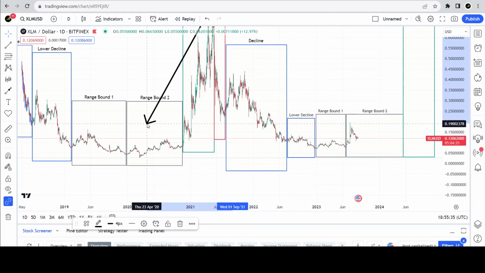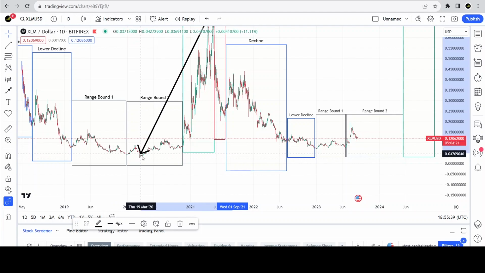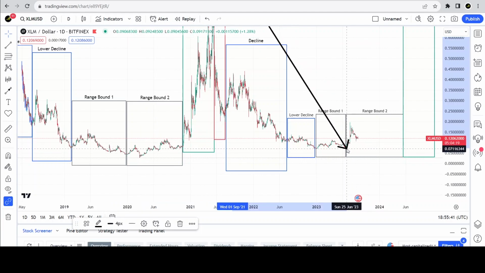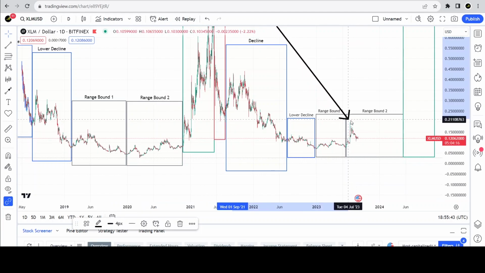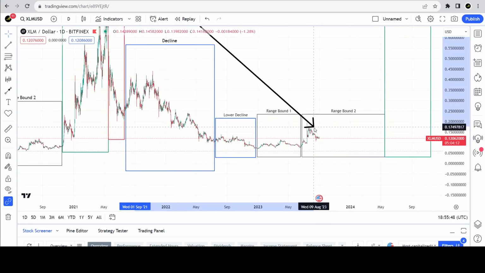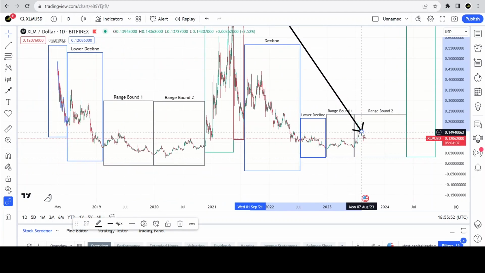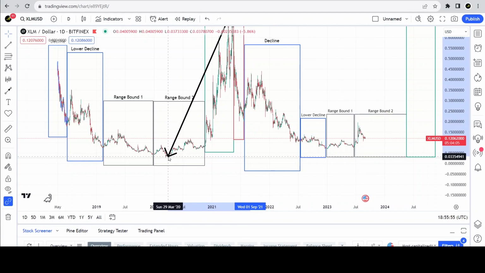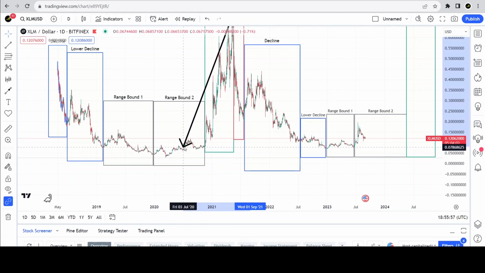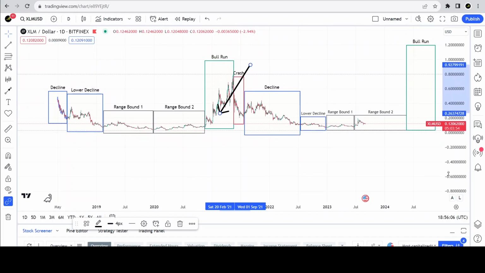So range-bound fractal 2 starts with a move up, and then it declines. It makes a peak. So we see this, and this is greatly exaggerated here, but it's doing the same thing. It moves up, makes a peak, and then declines. So assuming this decline has completed, what comes next is this kind of slow moving upwards that will come to a peak, then decline before entering into the next fractal, which will be the bull run.